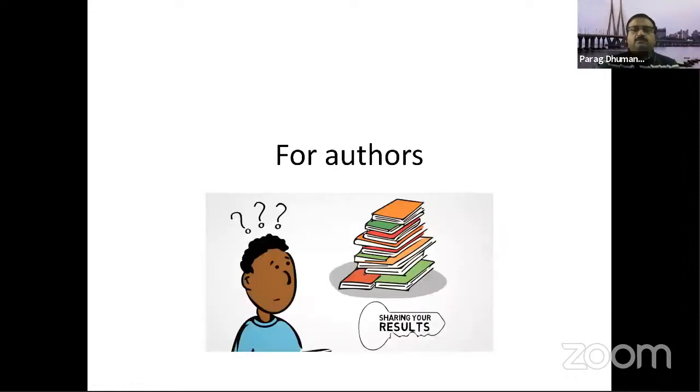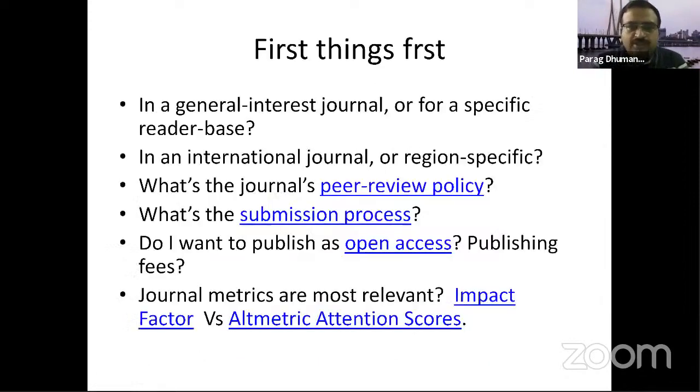Then now we come to what it is for authors to have the journal article. The first thing first, you have to find out a journal, whether it's a general interest journal or has a specific reader base, international or regional, national, coming from an institute or a national society. What is the peer review policy of the journal?